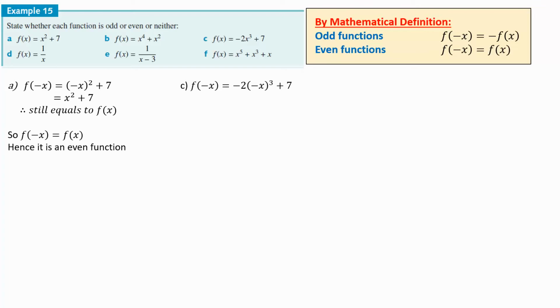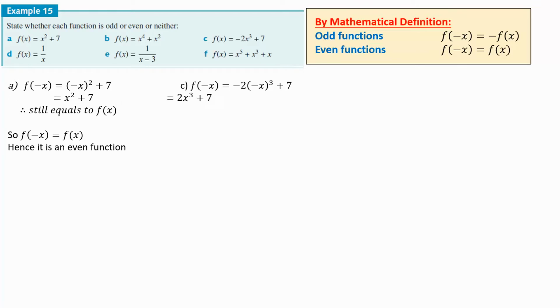So f of x, if I sub in negative, notice it's a cube. A cube is always going to make it, if you put a negative, it's going to end up being negative again. So you should already look at that and say, well, if it's going to be negative, it's not going to look the same as f of x. So it can't be even. It might be odd. So let's test it.